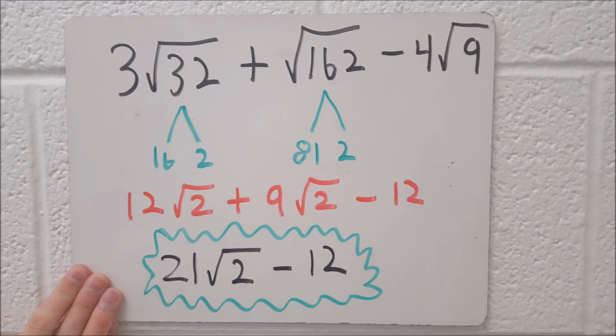After you get the equation shown in red, you need to combine like terms. Since the first two terms both have the square root of 2, you can combine the outer numbers by adding them to get 21. The 12 on the outside stays where it is. Finally, the equation should read 21 times the square root of 2 minus 12.